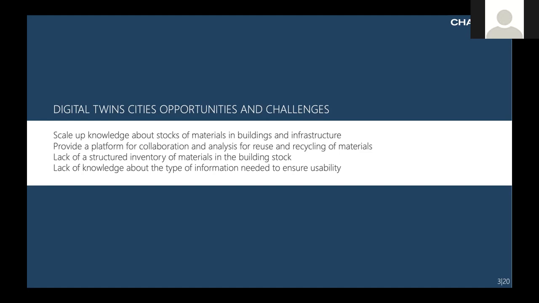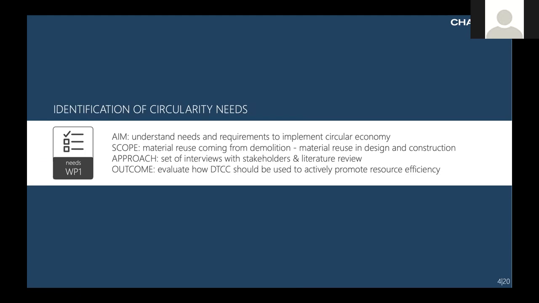There's also a lack of knowledge about the type of information that is needed to ensure that all this information we have is really usable by society. And that's what we try to do here in the first part of the work: to understand what the needs and the requirements are to implement circular economy in the built environment. We want to look into the material reuse coming from demolition and also focus on this material reuse in the design and construction phases. The approach that we've taken so far was a set of interviews with stakeholders in Sweden and a literature review about challenges in this field.